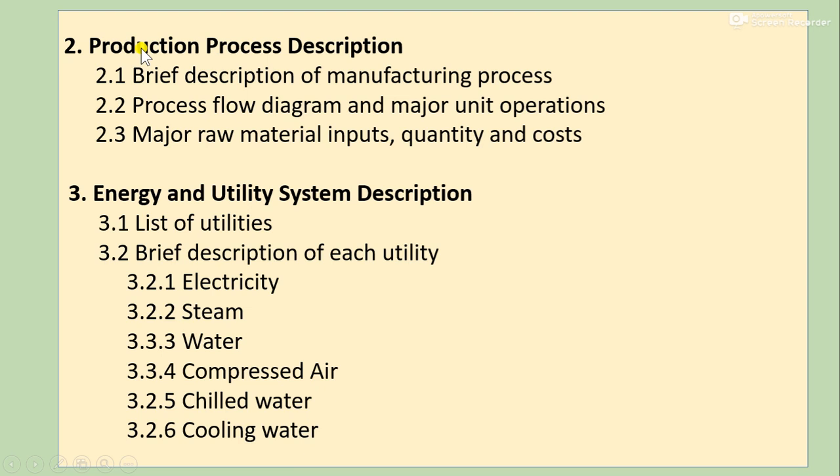Point 2 is production process description, which covers a brief description of the manufacturing process taking place in the industry, process flow diagram, major unit operations, major raw material inputs, their quantity and cost. Third point is energy and utility system description, in which a list of various utilities like electricity, steam, water, compressed air, chilled water, cooling water is included.